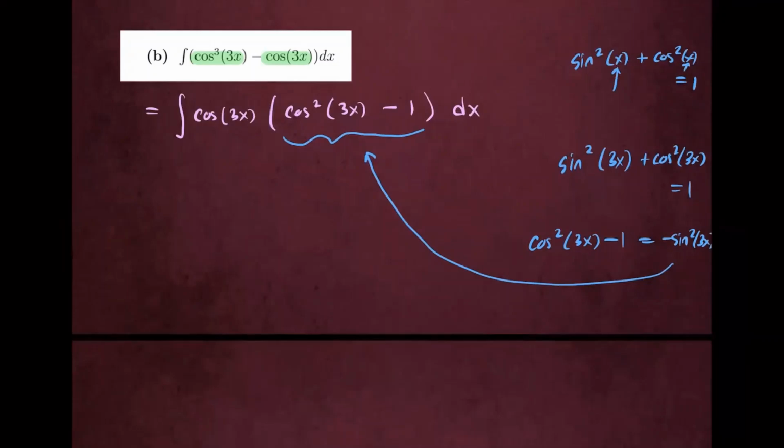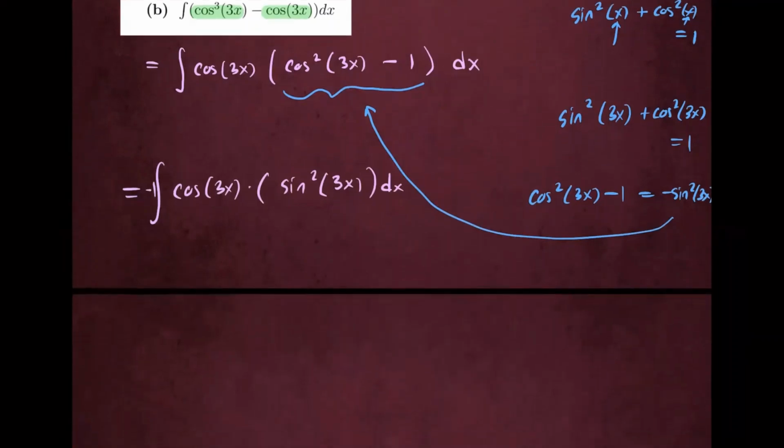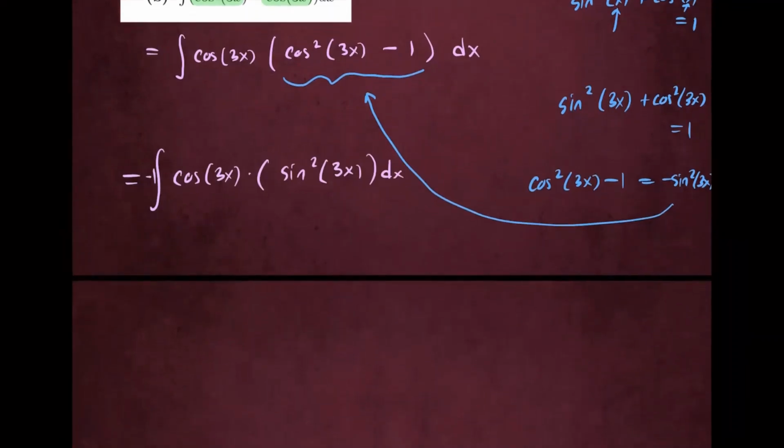So our integral now becomes the integral of cosine 3x, and cosine squared 3x minus 1, I replace it with the negative sine squared of 3x. And the negative is just the negative 1, so you can push it outside the integral. So I'm going to do that. And here you can use a u substitution. So everything is rewritten so that you can use u substitution. Now you have to be clever where you're going to choose your u to be. What do you guys think?